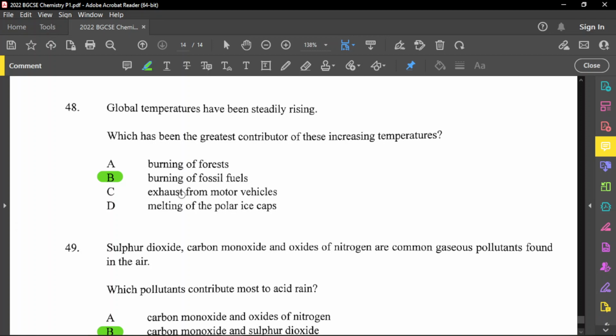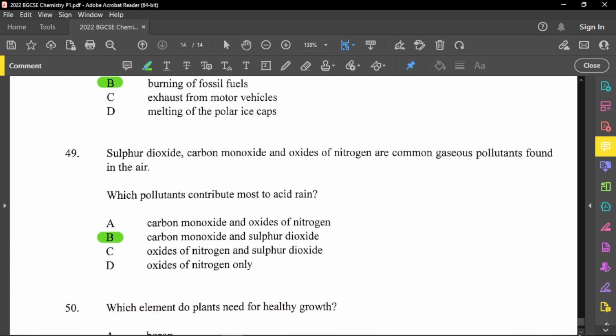Why? Because exhaust from motor vehicles is because of burning fossil fuel. So fossil fuel is not just motor vehicles alone. It could be industrial, like factories. So it's a wider spectrum of things happening in the burning of fossil fuel. Burning of forests is not an everyday or common thing. So burning of fossil fuel is a wider scope, therefore that would be the best answer. After that, of course, exhaust from motor vehicles will be the next one.